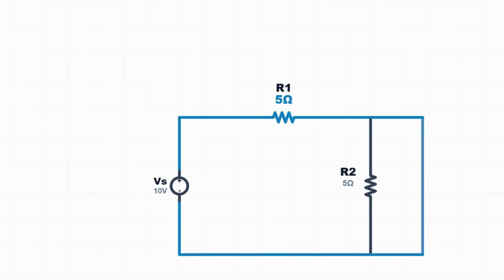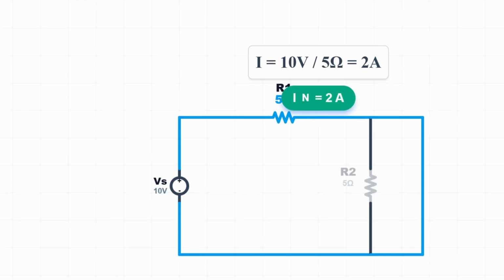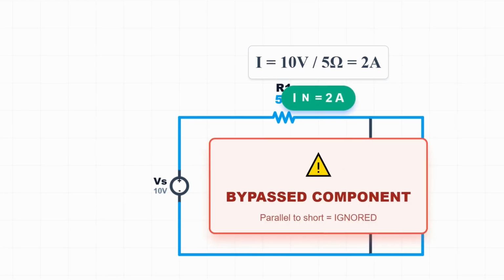Current takes the path of least resistance. All the current flows through the short and none through the 5 ohm resistor. Step 4, calculate current. The circuit is now just the 10-volt source and the top 5 ohm resistor. I equals V over R equals 10 over 5 equals 2 amps. So I Norton is 2 amps.